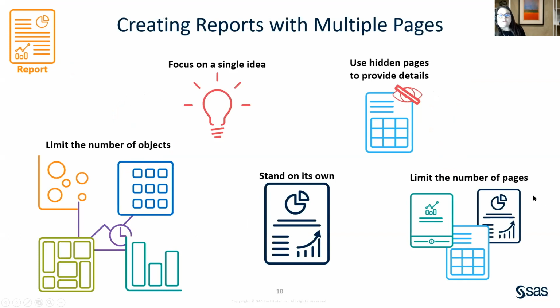So typically my report will have multiple pages. You want each page to tell a story or focus on a single idea, limit the number of objects on any given page, limit the number of pages. If it looks like you're having 7, 8 pages, you might want to think about having a second report that you could link to the report so that the initial report is not so overwhelming.